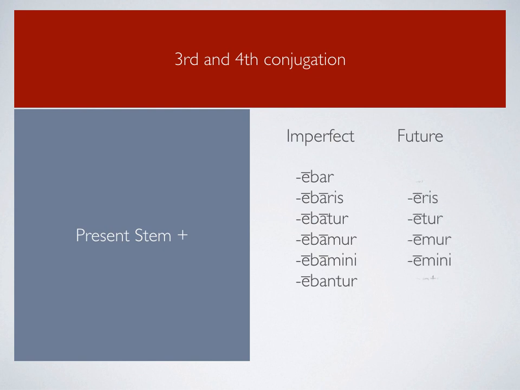All right, and then on to the future. For the future, instead of -bor, -beris, -bitur, we're going to have -ar, -eris, -etur, -emur, -emini, -entur. Now, pay special attention to that second person singular. The E has a macron over it, which is going to be really important when we take a look at present tense for third and fourth.